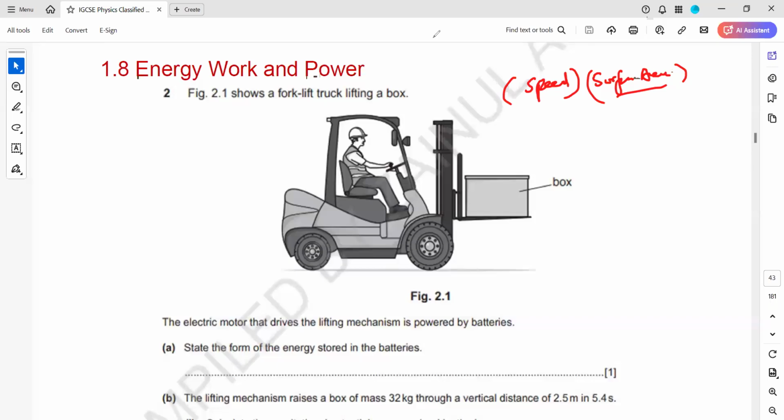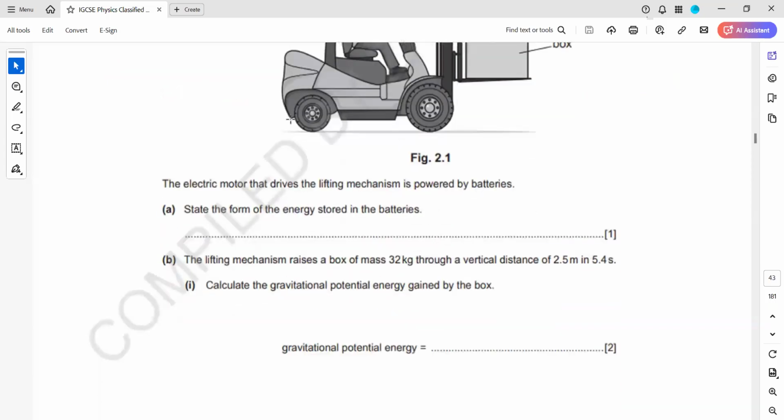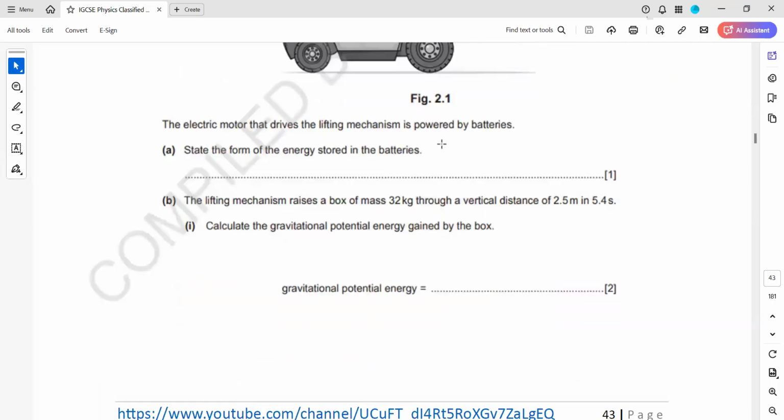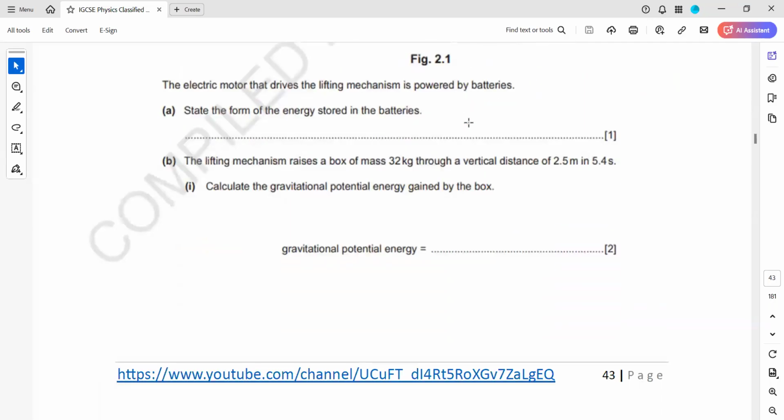Classified paper 4, which is related to block 1, work, energy and power. Figure 2.1 shows a forklift truck lifting a box. The electric motor that drives the lifting mechanism is powered by batteries. State the form of energy stored in the batteries. Which form of energy is stored in the batteries?